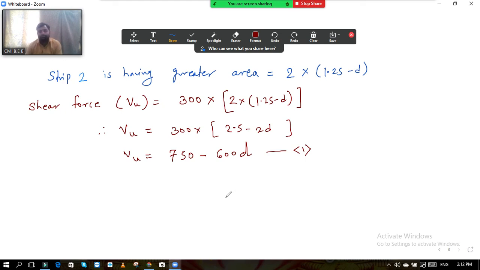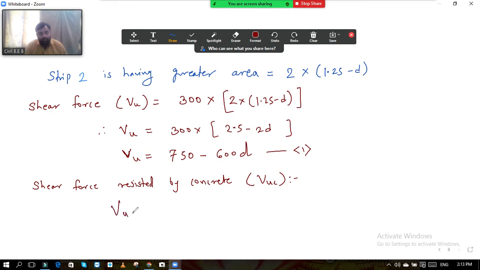Yes, no? Is it right now? Whatever VU we have calculated now, equation 750 minus 600D. Is it correct now? Yes, sir. Okay, it is correct. Now this is our shear force VU for one-way shear. Okay, now for one-way shear also we need to find out shear resisted by concrete. Shear force resisted by concrete, that we need to find out. Okay, so it is VUC, that is the notation.